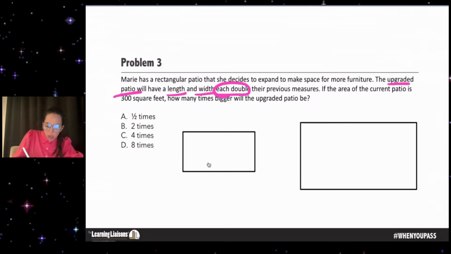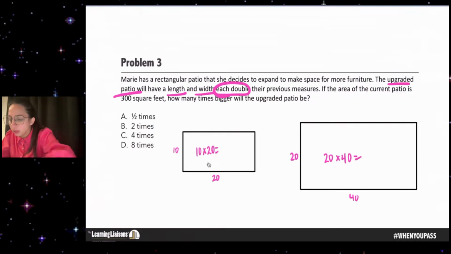their previous measures. So if this is 10 and this is 20, and I like to pick easy numbers if I'm going to double it so I can see what's going on, then 10 times 2 is 20 and 20 times 2 is 40, right? So 20 times 40 equals, and 10 times 20 equals. What does that look like? So 10 times 20 is 200, and 20 times 40 is 800.